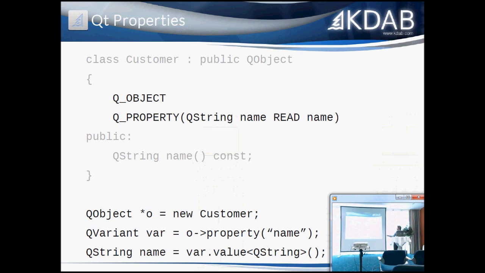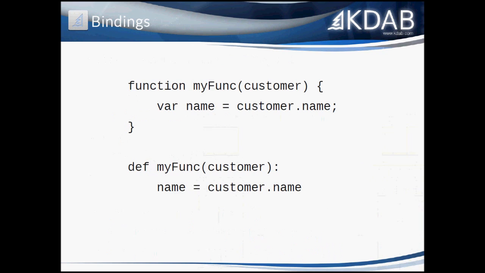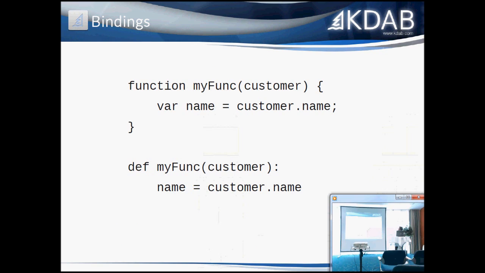And this is what it might look like. In JavaScript, you would use customer.name, and the binding implementation would do all that processing that I've just shown. It would call property with the correct string, get the variant, get a value out. In the case of JavaScript, it would then convert the QString into a JavaScript string, and then that would be available in the JavaScript environment.